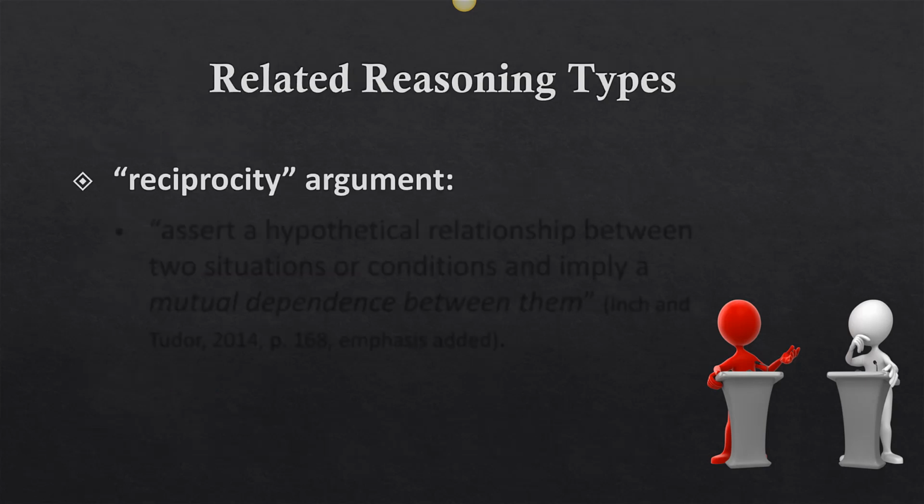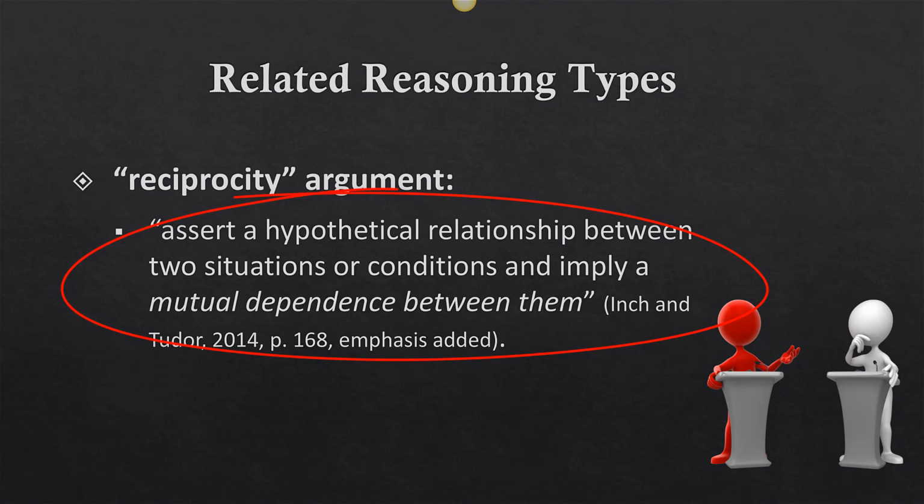An interesting variant of the parallel case prototype is what Ehninger and Toulmin refer to as reciprocity argument. A reciprocity argument asserts a hypothetical relationship between two situations or conditions and implies a mutual dependence between them. So it's slightly different than your garden variety parallel case.